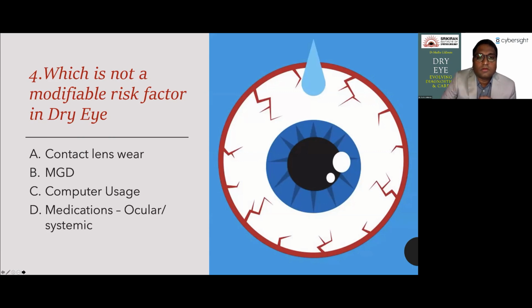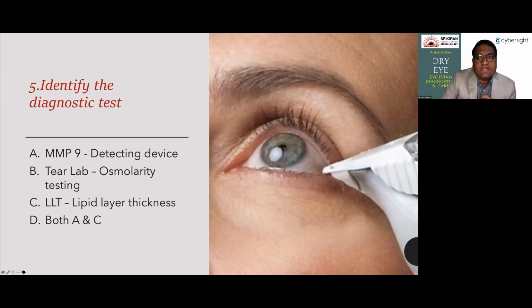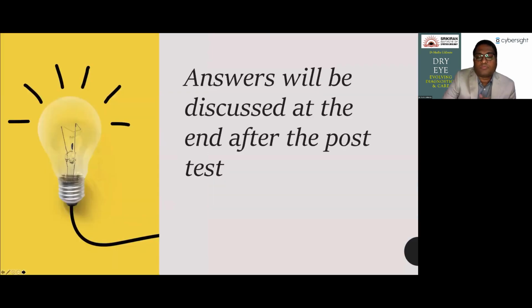Thank you. Now we'll go to the final question. Identify the diagnostic test that is being performed in this picture. A, MMP9 detecting device, B, osmolarity detecting device from TearLab, C, lipid layer thickness detecting device, D, both A and C. Thank you. So that finishes my quiz. Now the answers, the same 5 questions we'll discuss after we finish our topic so that you can gain knowledge out of the coming few slides that I share with you.